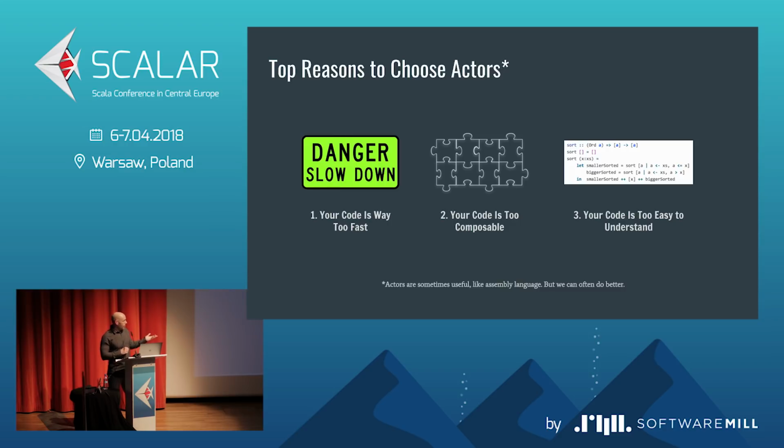And then finally, when your code's too easy to understand, well, there's nothing that will solve that problem more than a partial function from Any to Unit. Job security, that's where it's at. And in seriousness, actors are sometimes useful. Even assembly language is sometimes useful, but we can often do better. And I think hopefully you've seen a few examples where, yes, we did better.